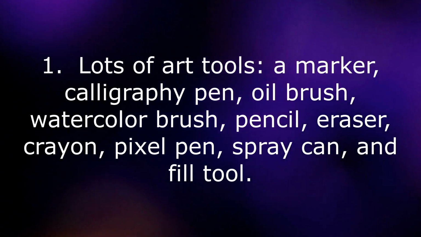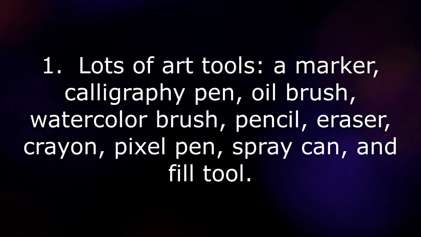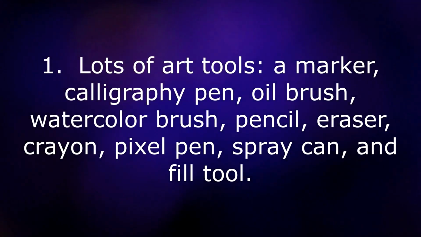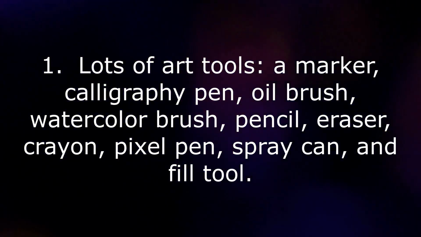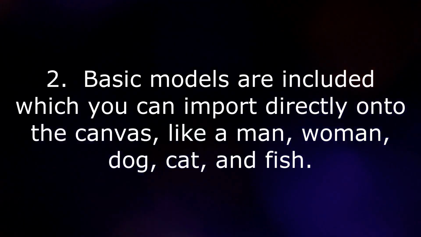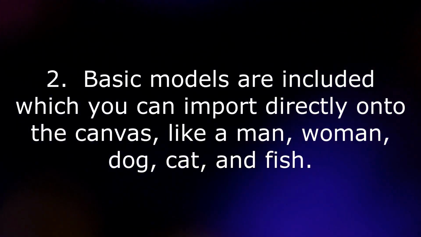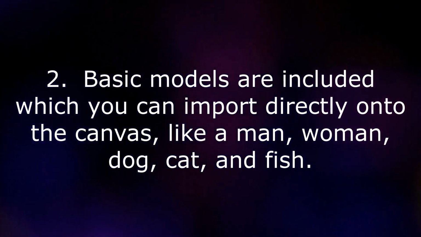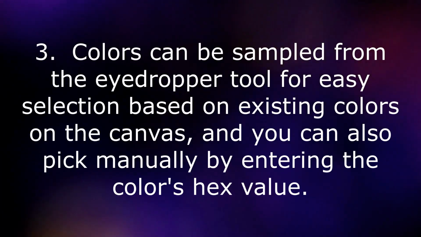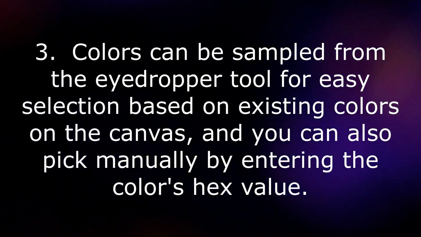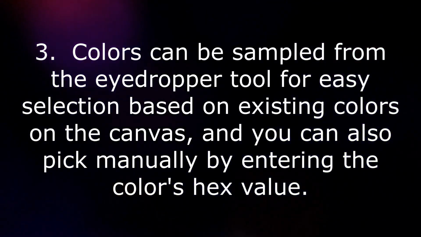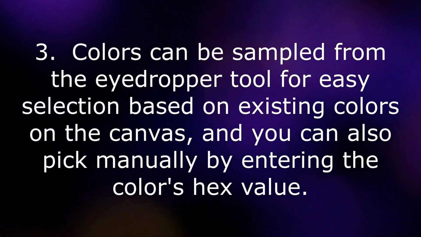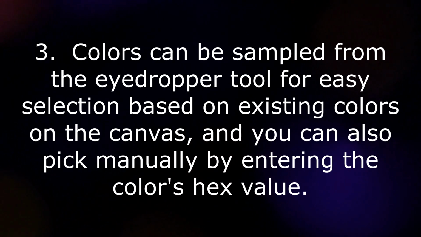Some of the other features of Paint 3D are: 1. Lots of art tools, a marker, calligraphy pen, oil brush, watercolor brush, pencil, eraser, crayon, pixel pen, spray can, and fill tool. 2. Basic models are included which you can import directly onto the canvas, like a man, woman, dog, cat, and fish. 3. Colors can be sampled from the eyedropper tool for easy selection based on existing colors on the canvas, and you can also pick manually by entering the color's hex value.